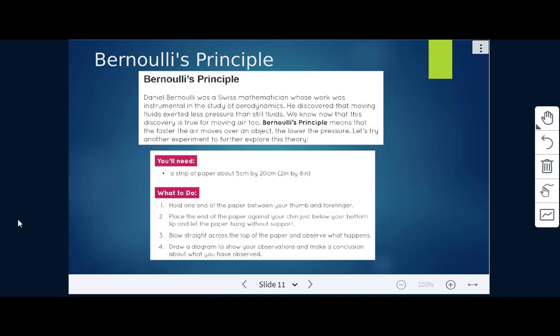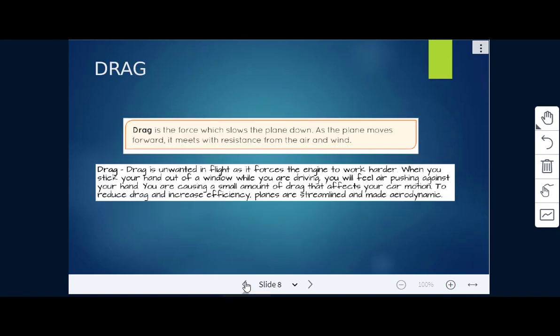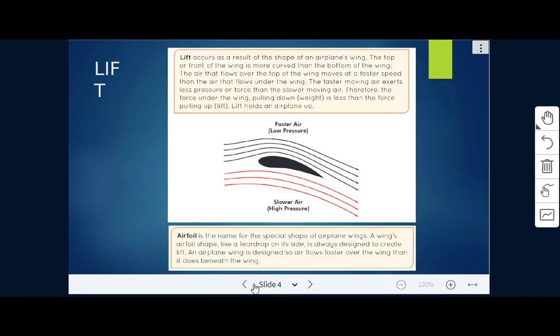So basically, Bernoulli's principle means that the faster the air moves over an object, the lower the pressure. All right, so faster moving air, lower the pressure. So if we go back to this picture, the faster air has lower pressure and the slower air has higher pressure, and that is what is creating that lift.